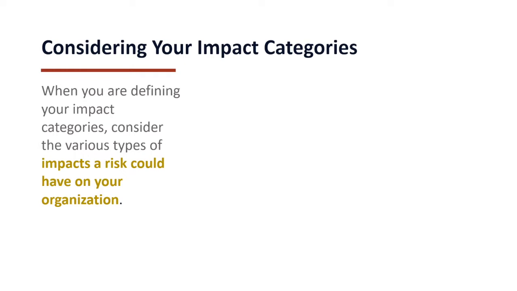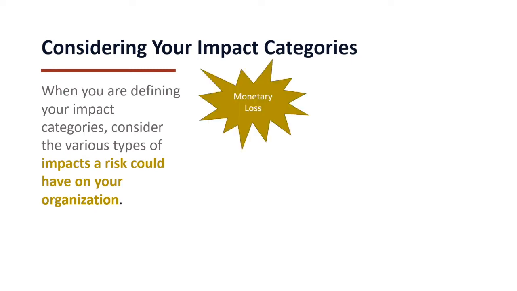When you are defining your impact categories, consider the various types of impacts a risk could have on your organization. Ask the "so what?" question to articulate why you would care about a risk materializing in your business. The most common impact is a monetary loss. This is the direct loss sustained from the risk event. You should also consider the groups of people who could affect your business if their perception of your business deteriorated due to a risk materializing.